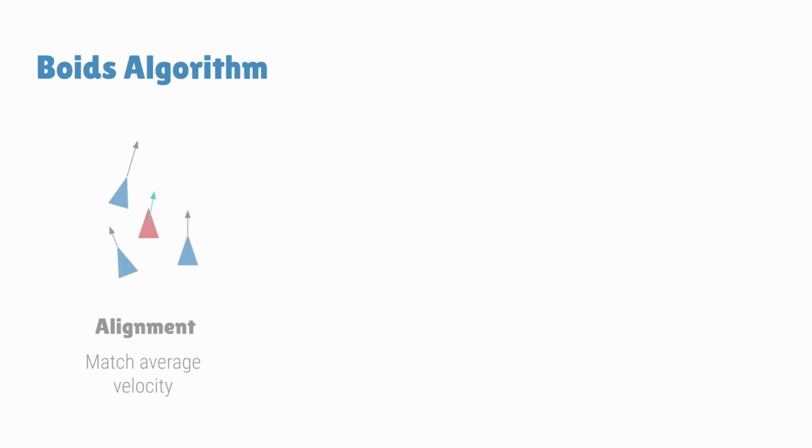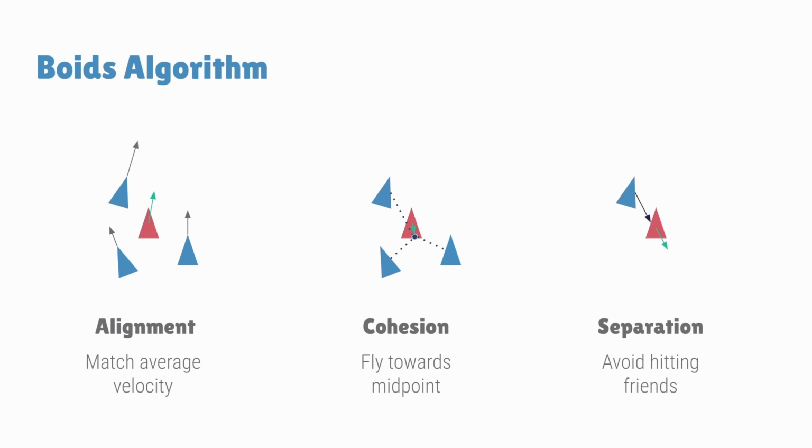For the Boids algorithm, once we've found our friends, the first thing we're going to do is calculate alignment. That is basically the average velocity that our friends are all flying at. Then we're going to look at cohesion: what's the midpoint of all of our friends, and create a vector that would fly us towards that. And then finally, a separation vector. That is, how do we avoid hitting the friends that are close to us?